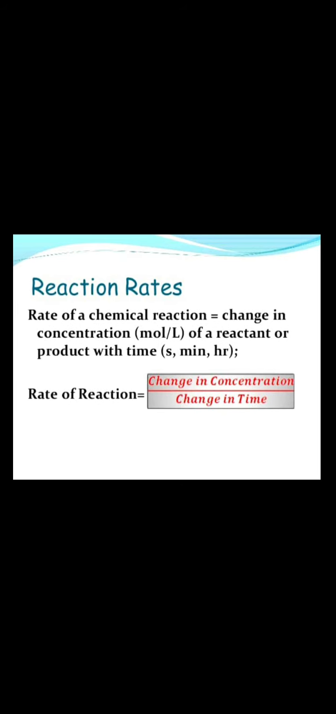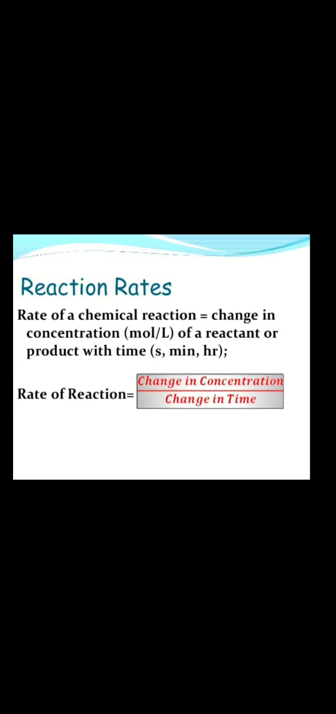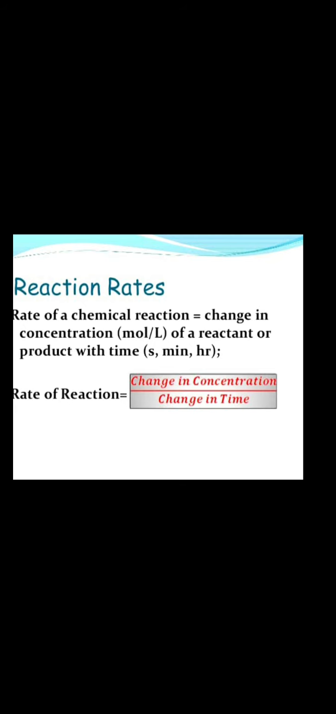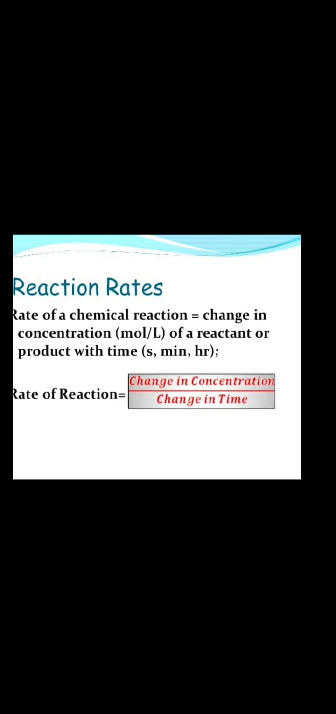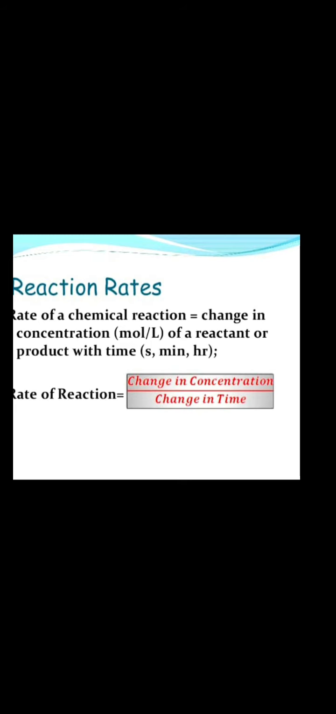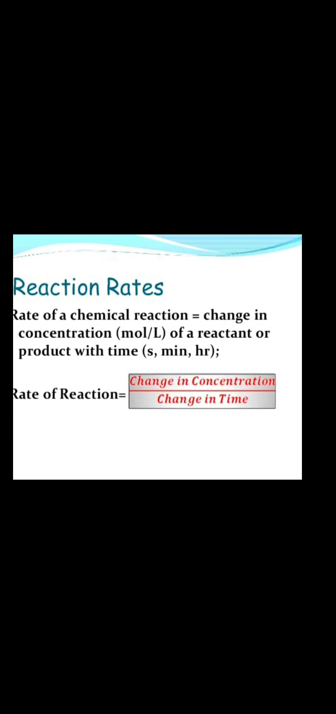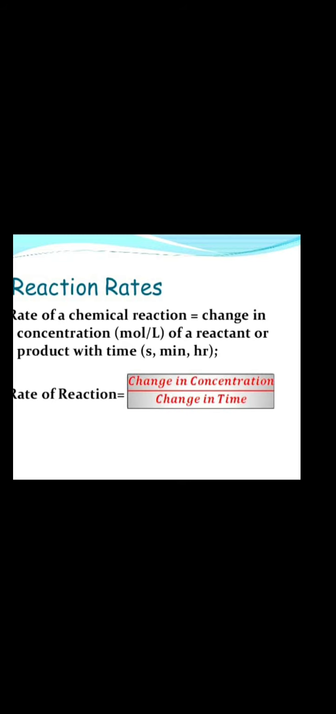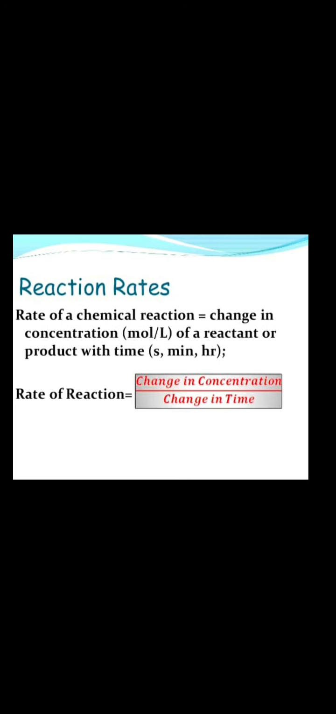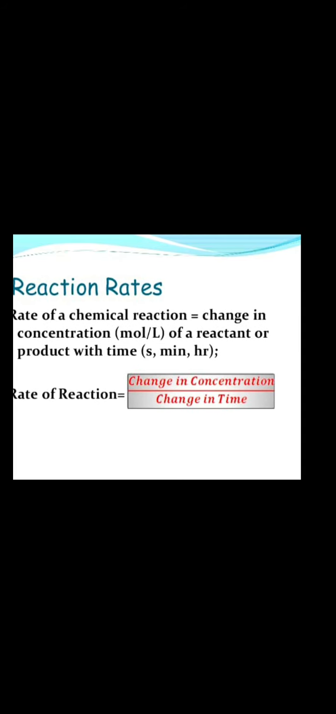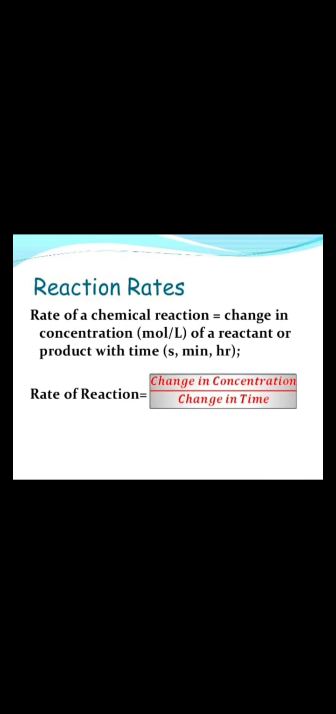Session: rate of the chemical reactions. Now we discuss the rate of a chemical reaction. The change in the concentration of a reactant or product with respect to time is known as the rate of the reaction. It can be defined as the change in concentration of a reactant or product with time. The concentration units are mole per liter and the time units are seconds, minutes and hours. So the rate of the reaction is equal to change in concentration upon change in time.